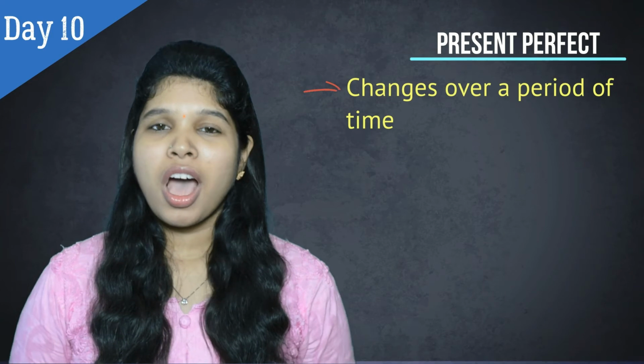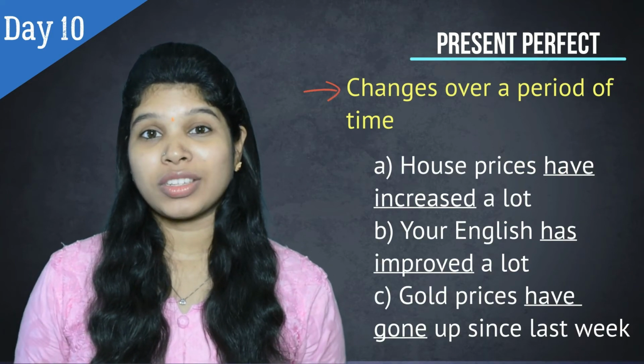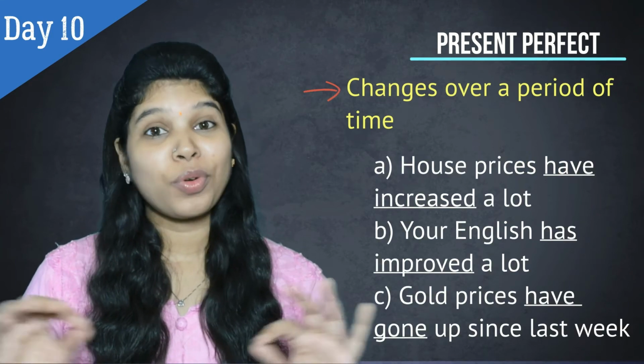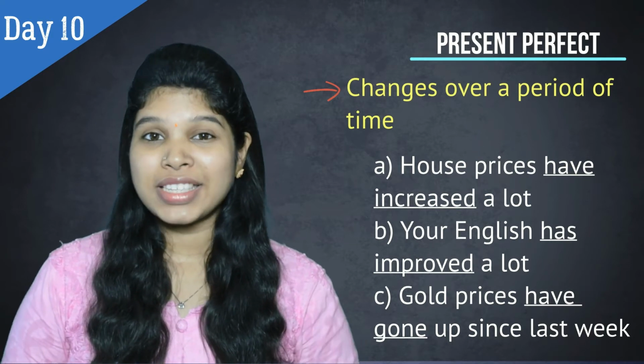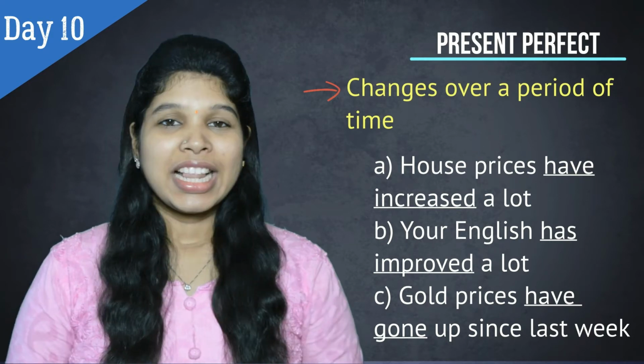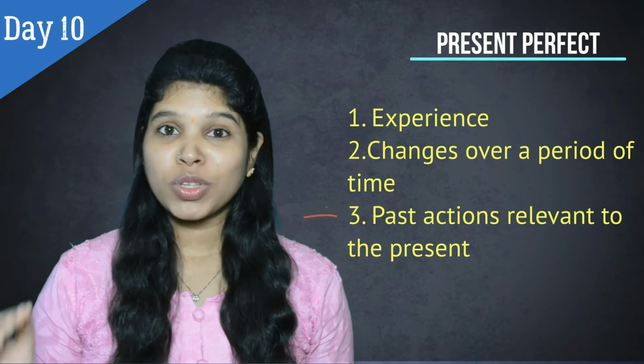Moving on to a second category, let us describe changes that happen over a period of time. For example, house prices have increased a lot. Your English has improved a lot. Gold prices have gone up since last week. Let's move on to the final category and the most important category.